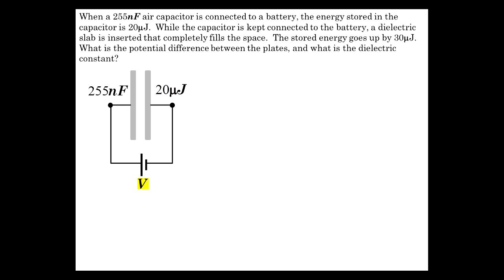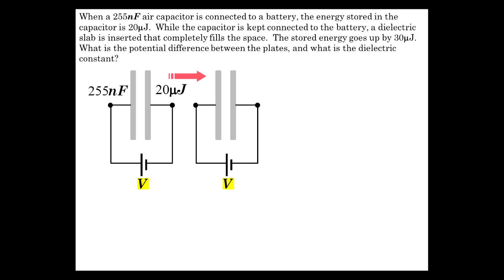So what's the potential difference between the plates, and what's the dielectric constant that results in a 30 microjoule increase in the energy? So we stick in the dielectric. We had 20 microjoules. It goes up 30 to give us 50 microjoules. Well, the potential difference is simple, and it's going to stay the same because the V, the source, is still connected across. But let's look at the original configuration to determine what it is.